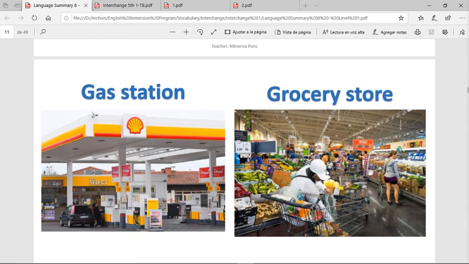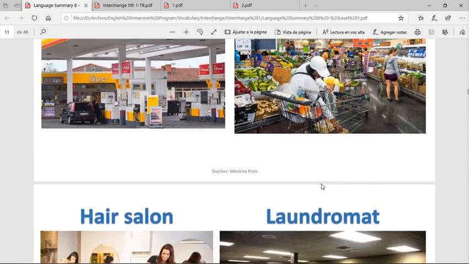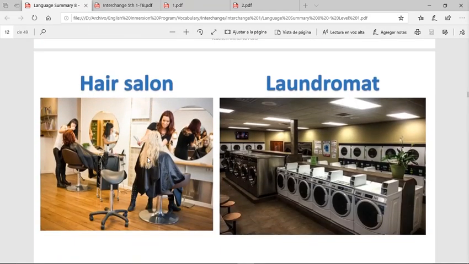Grocery store is the place where you usually buy food. A hair salon. You do your hair in this place. Well, other people do your hair in this place and you need to pay for it. A laundromat is a specific place to wash your clothes for a fee. A fee being money that you need to pay for that.